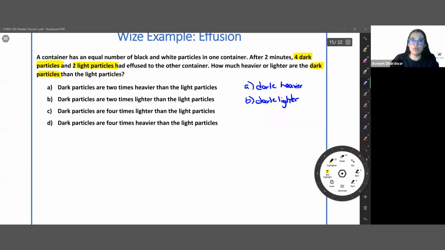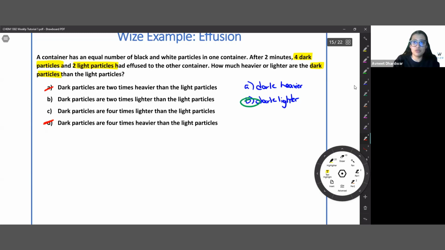Okay, so because more dark particles effused, they effused at a faster rate, so they must be lighter. So option A says dark particles are heavier. That's definitely wrong, because we just know that dark particles are lighter since they effuse at a faster rate. And D also said that dark particles are heavier. So now we have to figure out how many more times lighter in weight than light particles they are.